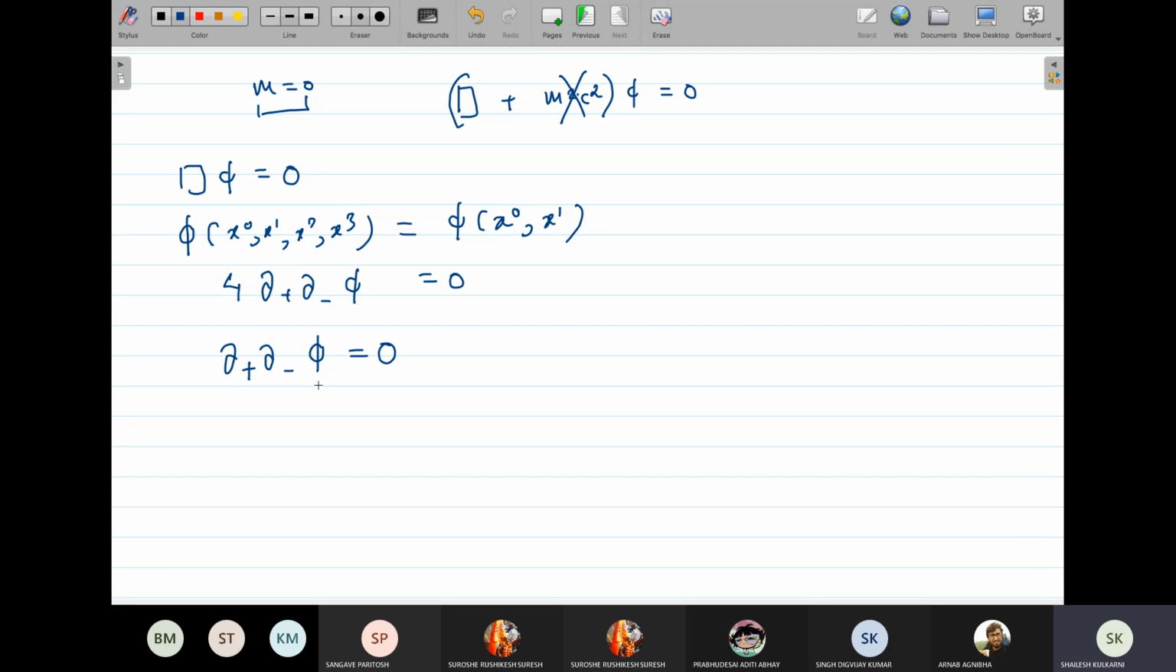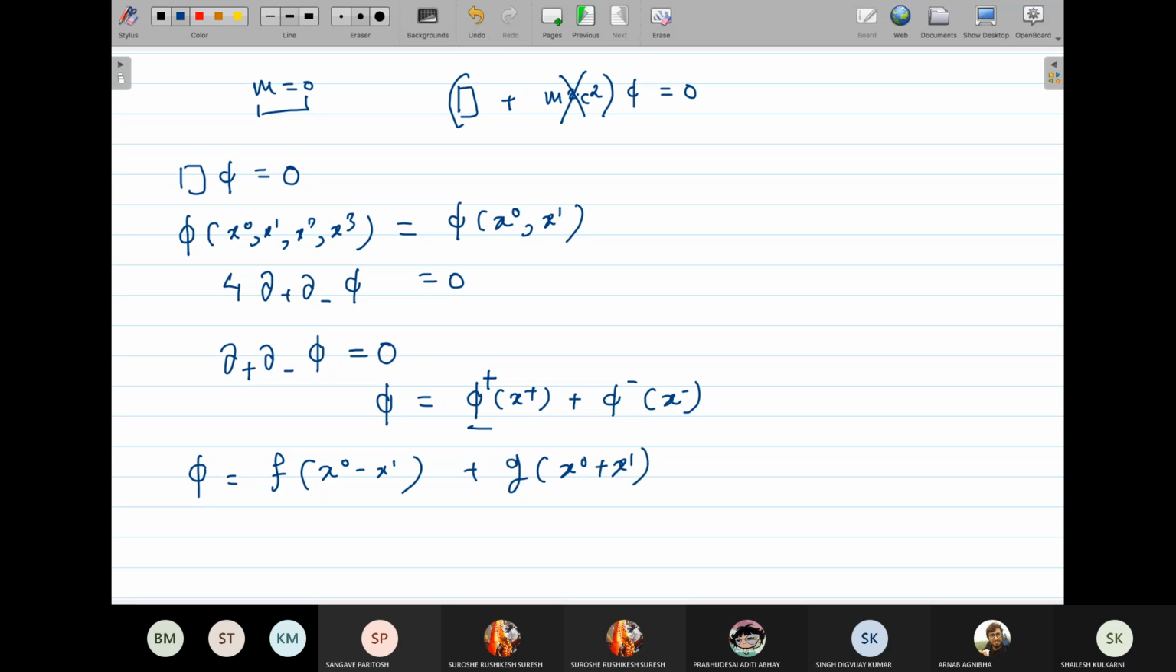What is the solution of this? In this case, your phi can be written as a part which depends only on the plus coordinate, and another part which depends only on the minus coordinate. This is the most general solution, right? Because when I apply del minus on the first part, I will get 0, and when I apply del plus on the second, I will get 0. So this solves the equation. That means your general solution will be some function f of x0 minus x1, plus some g of x0 plus x1. So this is basically your wave solution, right?